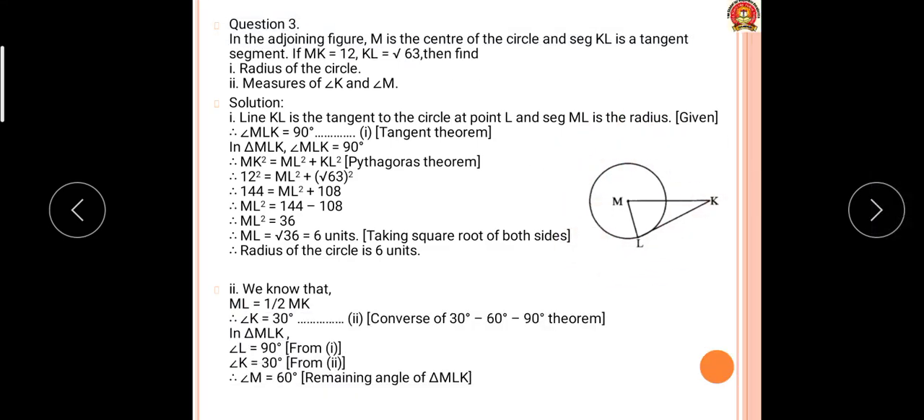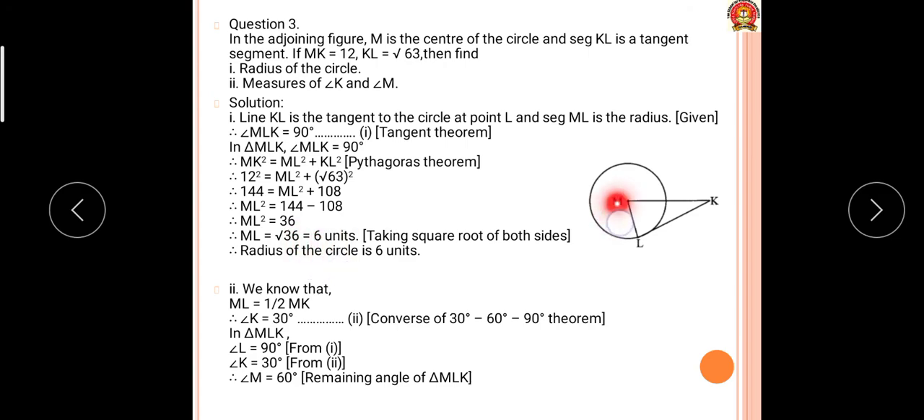Observe the diagram. This is a tangent. Tangent means tangent and radius give 90 degree. So angle MLK is equal to 90 degree. Now, what is given? KL is root 63 and MK is 12. What is LM? By the Pythagoras theorem, you can easily find out ML square is equal to 36, so ML is 6.